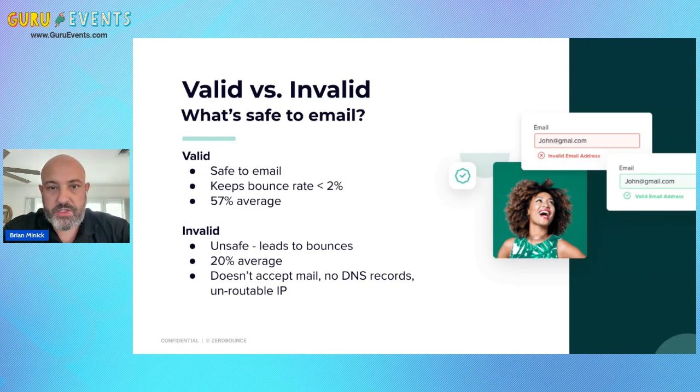High bounce rates will get you landing in the spam folder. It's going to affect all of your ROI and your performance. On average, we see about 57% of emails coming into our platform are valid. So it's more than half. That's great. Valid, again, is going to help with deliverability. So how we check that and how we get to that information is we actually connect to the mail server, connect to the mailbox, and see if it exists. If it exists and it's a deliverable email, we'll call it valid.